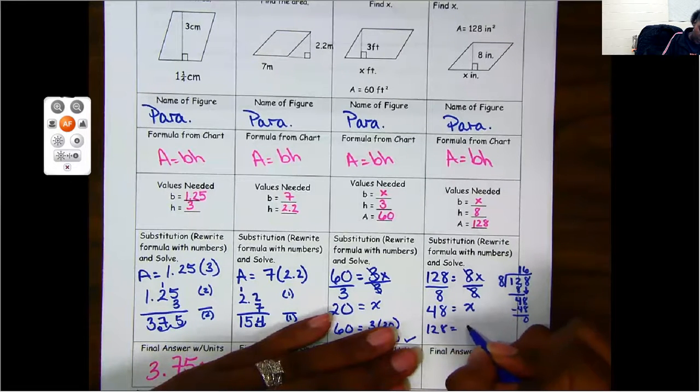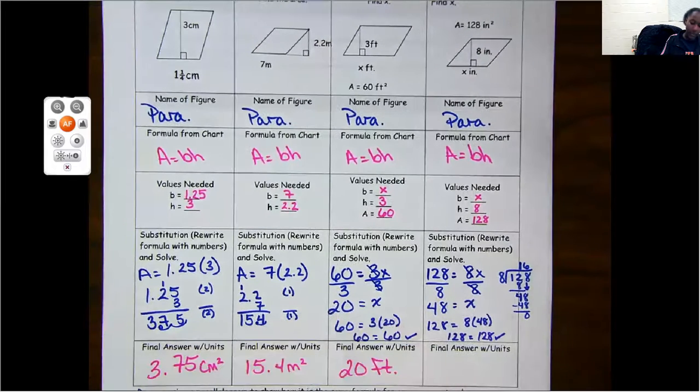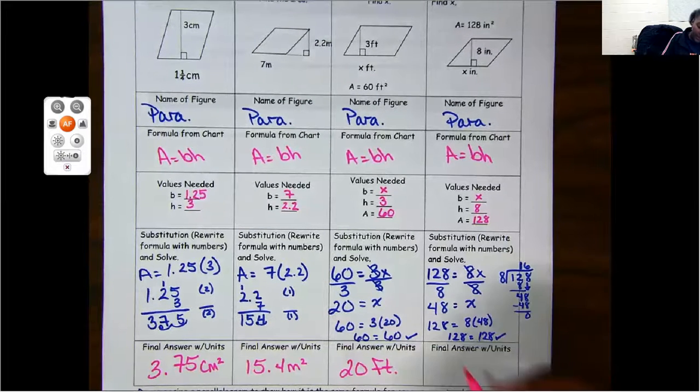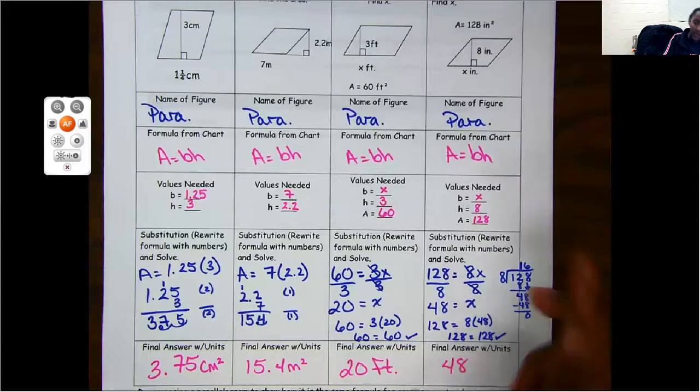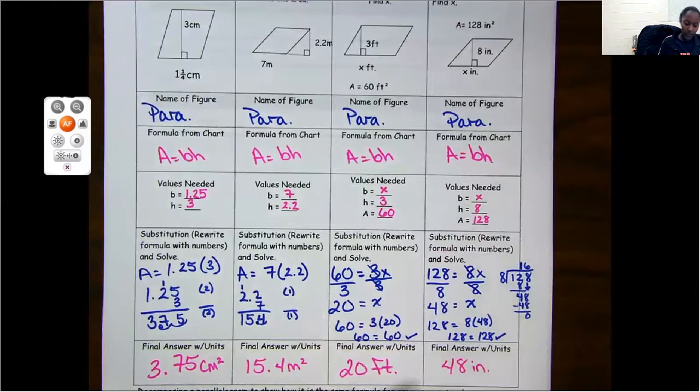Remember, we need to check to make sure that's correct. 128. 8 times 16. 128 does equal, okay? This was a missing base, so we're going to say 16 inches was for our missing base.